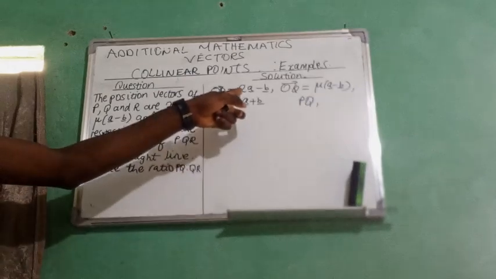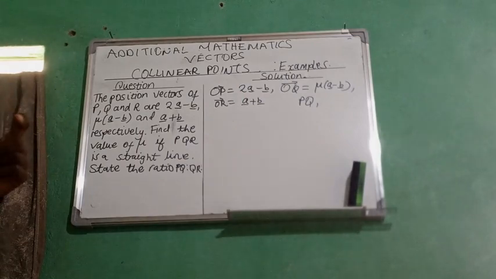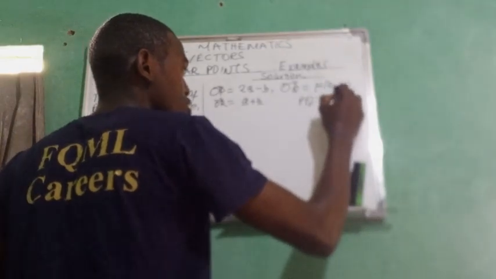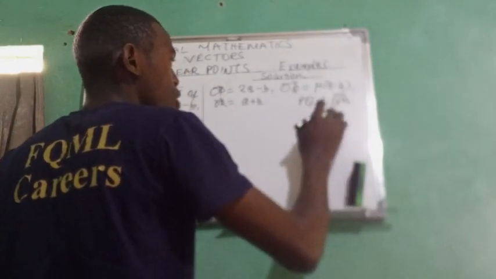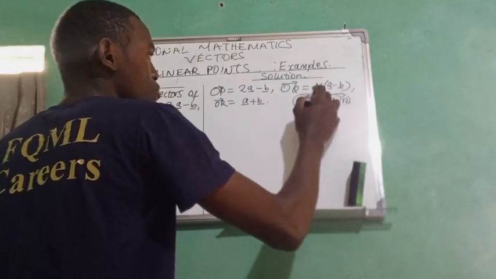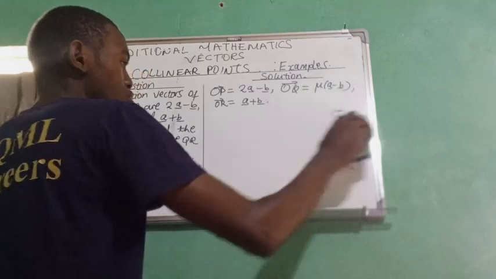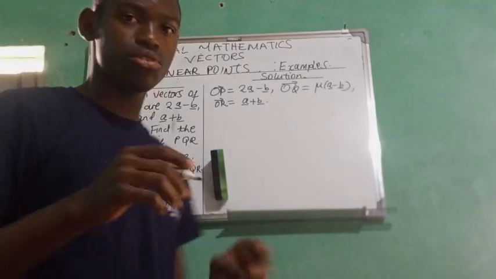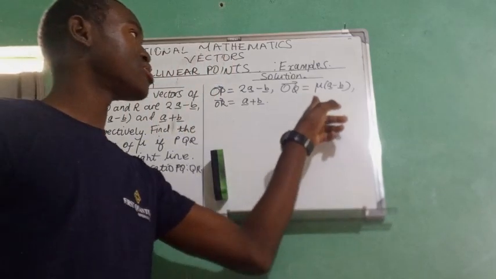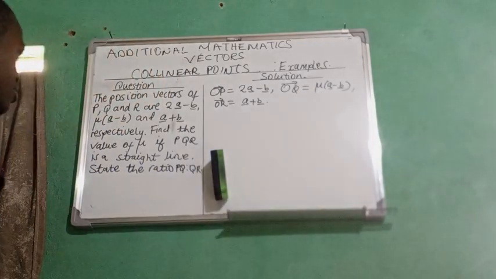If we start dealing with these, they don't have mu, so we'll use the position vectors very soon. But PQ and QR, these two will be very important. These are the vectors that we are going to use to find the value of mu. In additional mathematics, you do not need to know the exact value of mu; you are finding the value of mu in this question. This symbol means mu. Alright, let's continue.